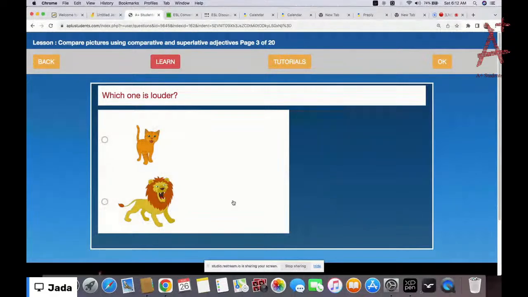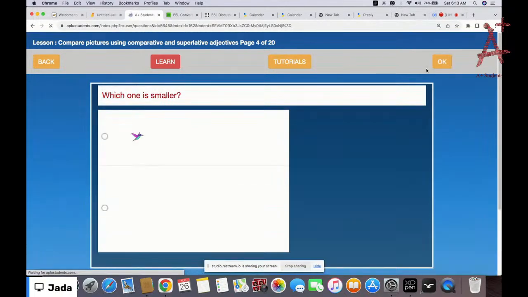So which one is louder? Is it the first one or the second one? If you look at the picture of the first one, it's a cat. So it's more quiet than a lion. So a lion is louder because we have a lion there as the second. Cats are very, very quiet. So the one that is louder is the lion. So far we're doing comparative because comparative is the one that ends with er. Once you see er, you know that that is comparative.